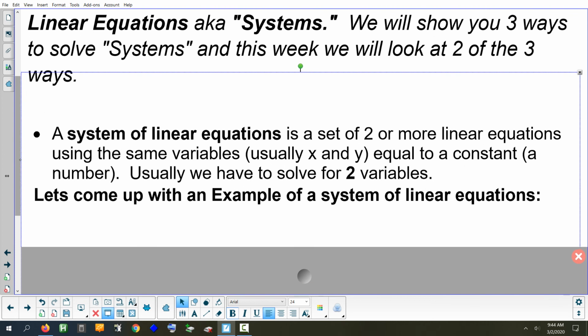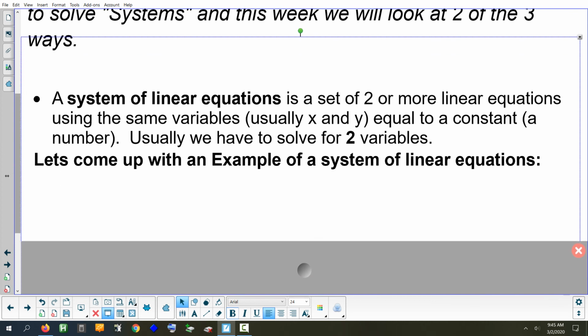So let's come up with an example of a system of linear equations. If you want to write this off to the side, you can, but it's not going to be something that we solve. All right, so let me write down one equation and see if you guys can give me a second one. So it says 2 or more linear equations.